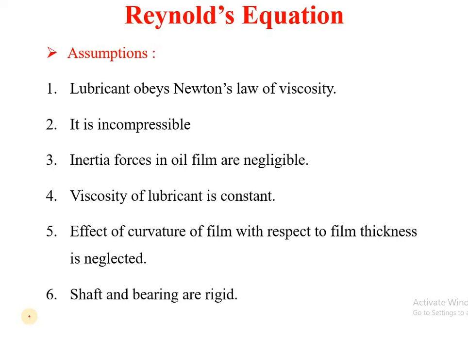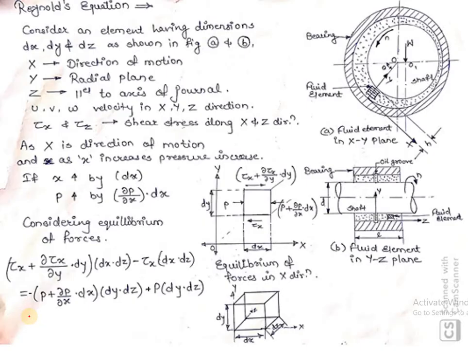The next assumption is that the shaft and bearing are rigid and a continuous supply of lubricant is available. Based on these assumptions, the Reynolds equation is derived. So let's see what the Reynolds equation is. For the Reynolds equation, the hydrodynamic journal bearing is discussed, as it states the theory of it.